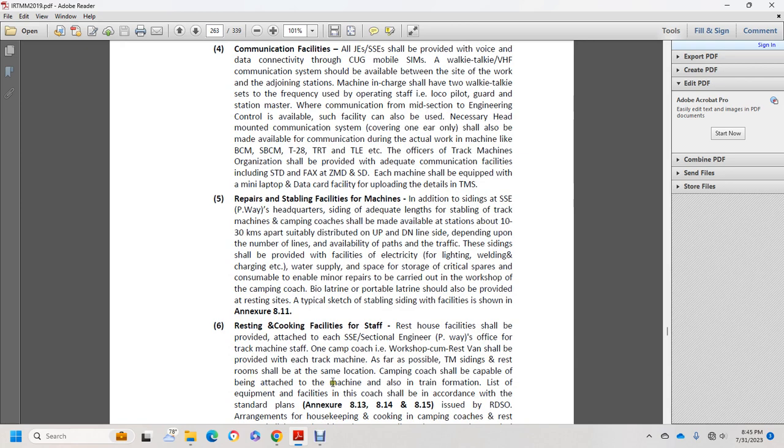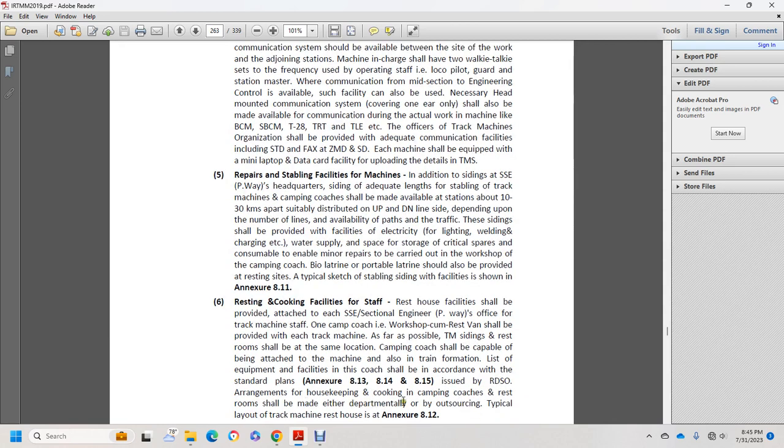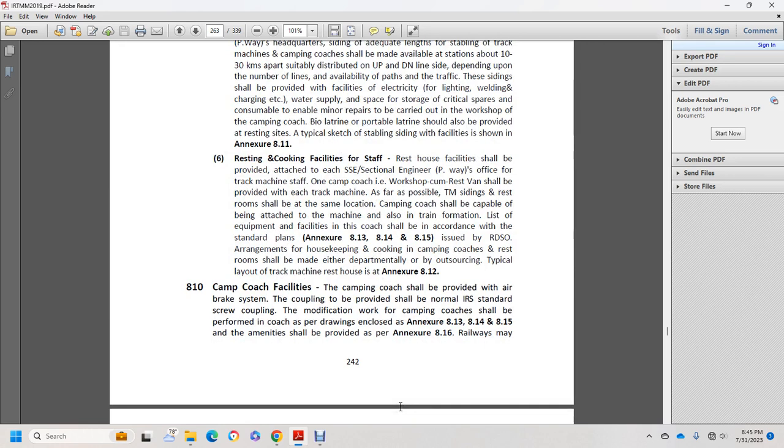The list of equipment and facilities of the coach is in accordance with the standard issued by the Research Design and Standards Organization, with arrangements for cooking in the camping coach. The rest rooms are made for departmental use by outsourcing. A typical layout of track machine rest houses is in Annex 8-12. 8.10 Camping coach facility.